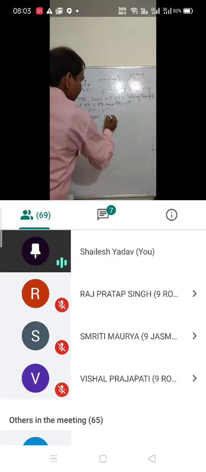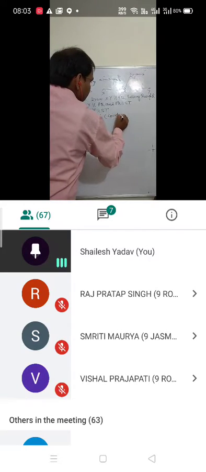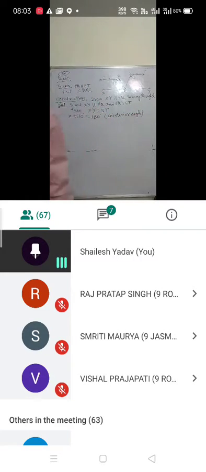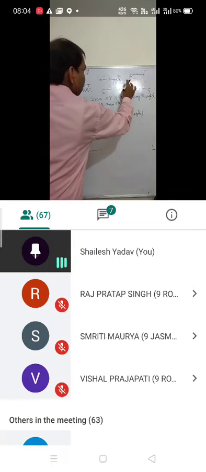The reason you will give is co-interior angles. These are the co-interior angles, that's why their sum is 180 degrees. So it shows that x equals 70 degrees. So from here you got x equals 70 degrees.